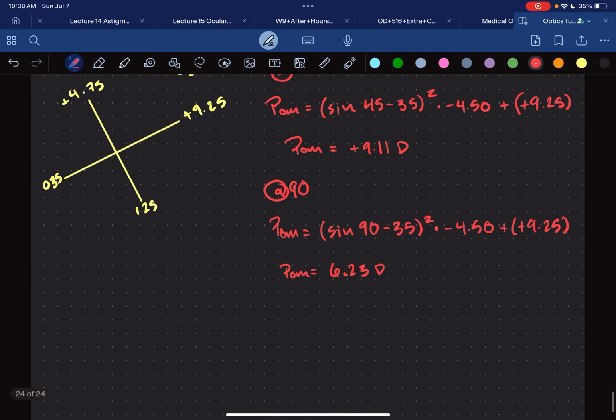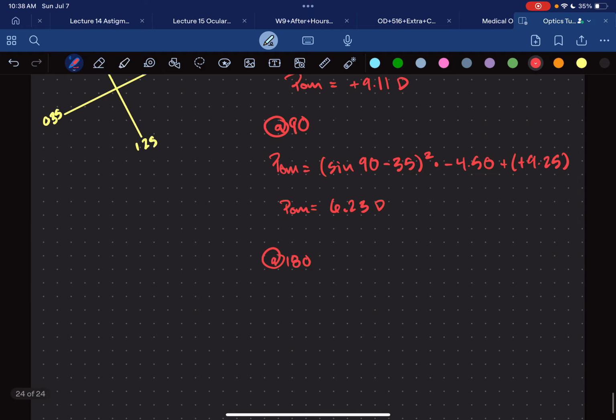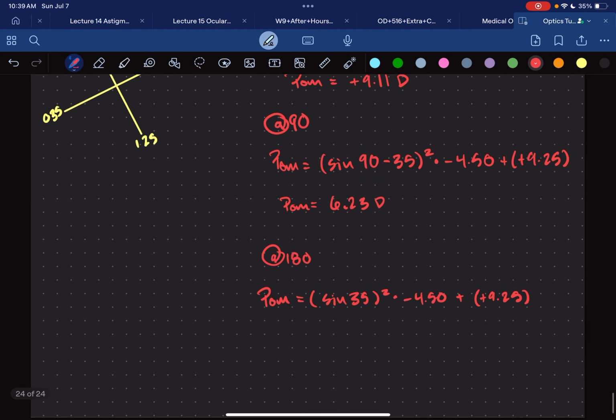Double check, my math might be wrong, but anyways, let's do it at the 180 real quick. So again, you can do 180 minus 35 and do it that way, but I'm just going to go from 0 to 35 since 180 and 0 are the same. So power equals the sine of 35 squared times a negative 4.50 plus 9.25. Let's make sure I have all that right.